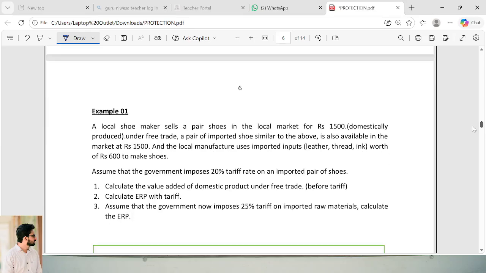I want to do this question. Example number 1. Take your writing book. Take your writing book.